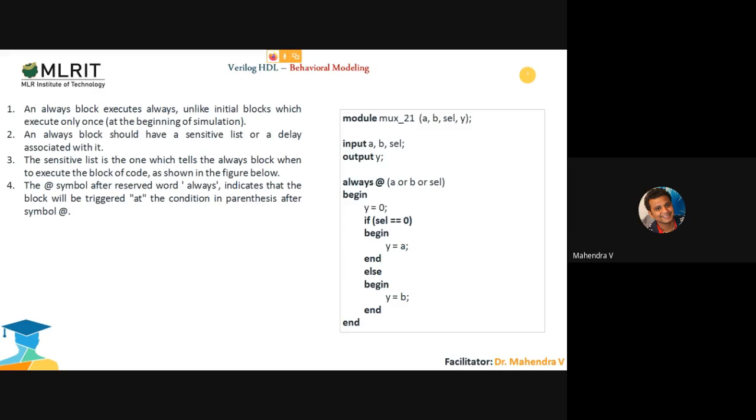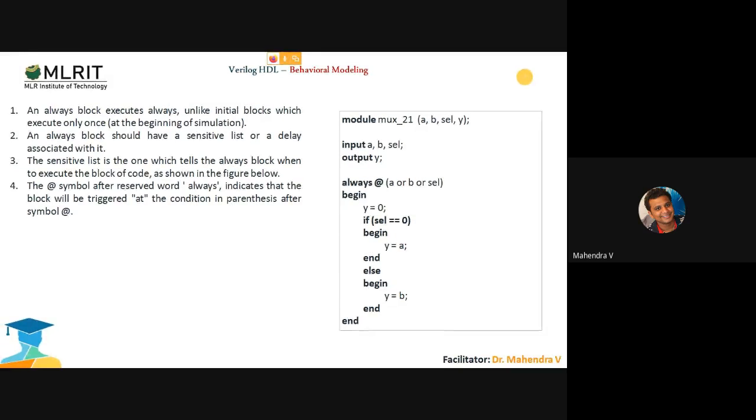Now this is the main purpose of using the always block. Why? Because most of the digital system should work in real time. Real time means whenever there is a change in the input, that should reflect immediately. Here, with the help of the always block, we can do that. And whatever constructs we write in the always block will be sequential.